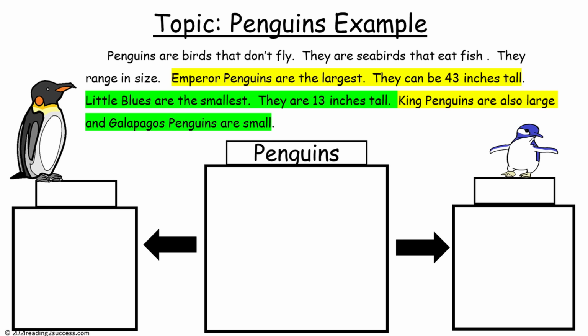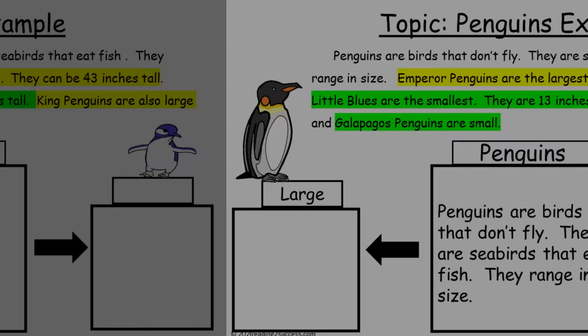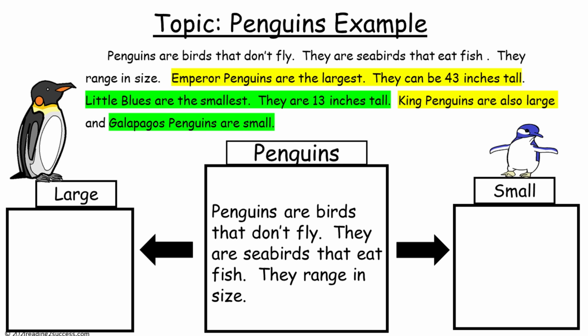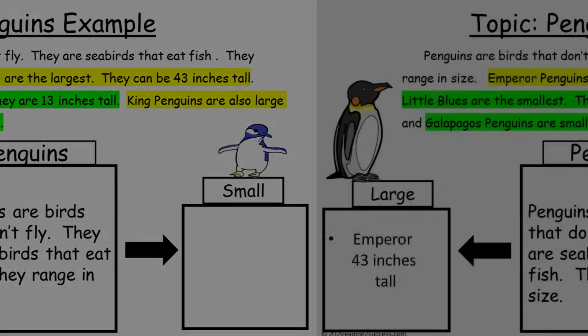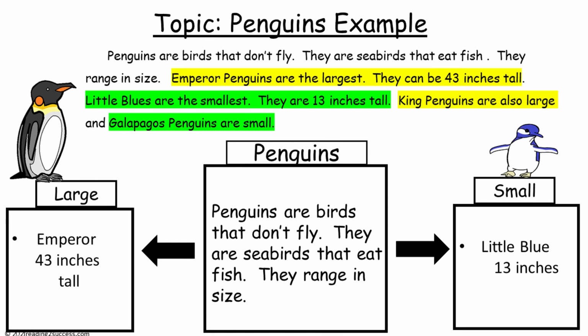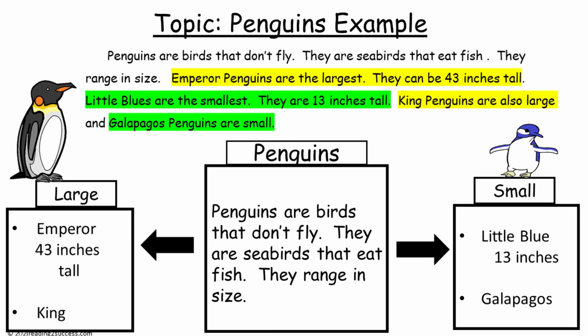Highlight the information in yellow that talks about the largest penguins and highlight the information in green that talks about the smallest penguins. Have kids fill in the information that is true for all penguins. Under the first group, large, write emperor, 43 inches tall, and under the second group, small, write little blue, 13 inches. Then back to the large category, write king, and then under the small category, write Galapagos.